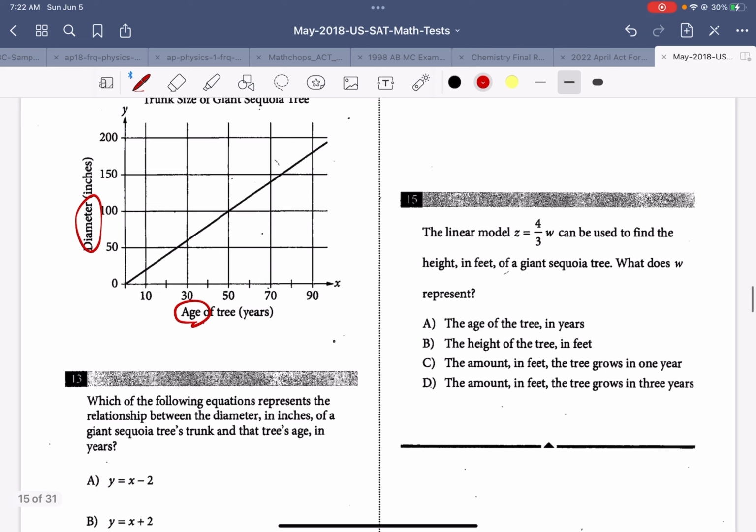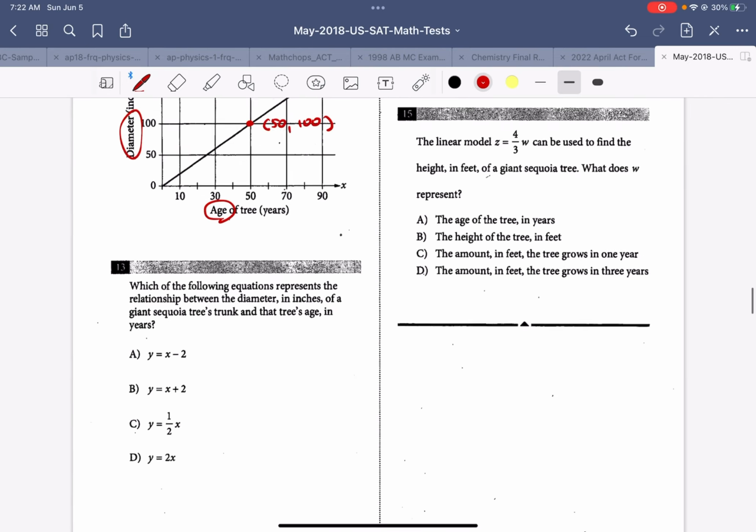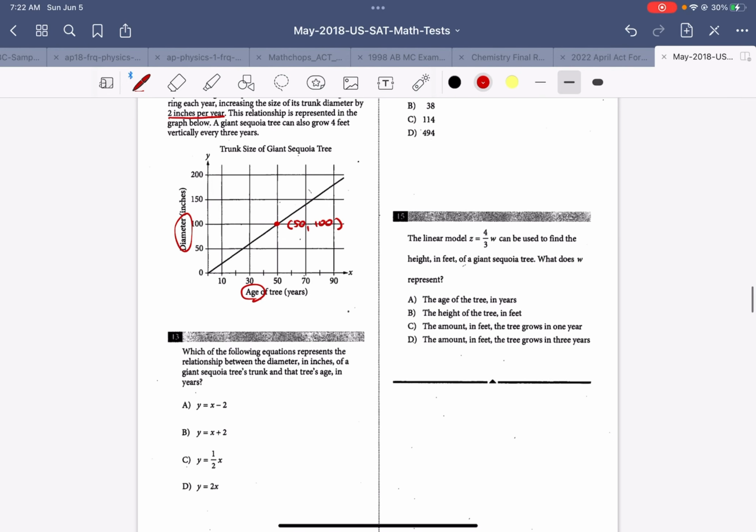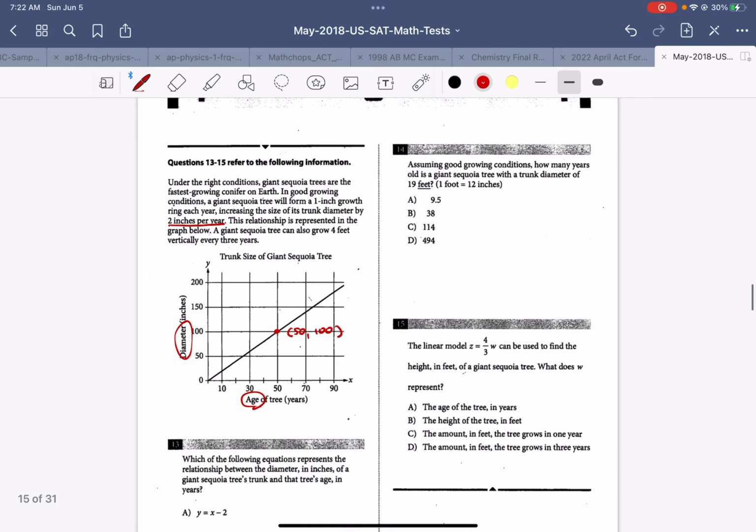If you look at the graph, so let's say here, that's 50, 100. So when you plug it in the equation, which one represents it, when you plug in 50, the y value is 100, right? So I see answer D, because 2 times 50 will give you 100. Okay, so answer should be D.